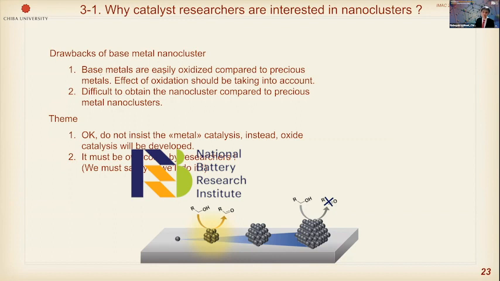The first reason is that base metals are easily oxidized compared to platinum or gold, so oxidation should be taken into account. The second point is that it is difficult to obtain nanoclusters compared to precious metal nanoclusters. But we must answer these drawbacks. Don't insist on metal catalysts. Instead, oxide catalysts will be developed. Of course, as explained, alcohol oxidation is one of the important reactions, so the oxide case is applicable, I think.